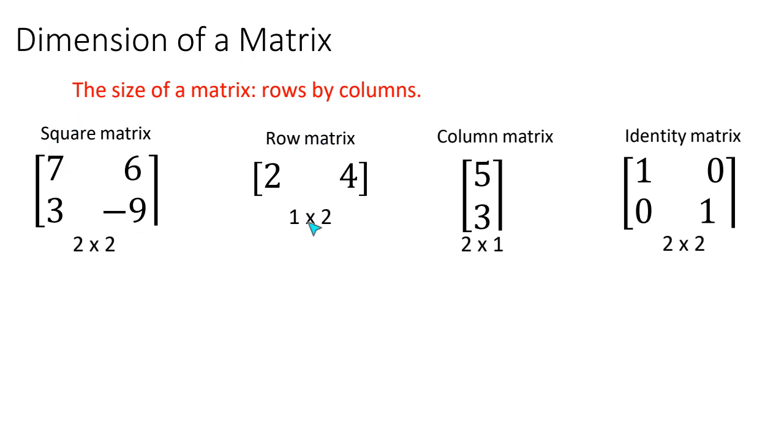A matrix with 1 row and 2 columns is called the row matrix. And a matrix with 2 rows, 1 column is called a column matrix. And then this last matrix is a special matrix. Notice that it has ones on the diagonal and everywhere else is a 0. If we see this matrix, this is called the identity matrix. And so the size of the matrix, again, we represent by rows and columns.